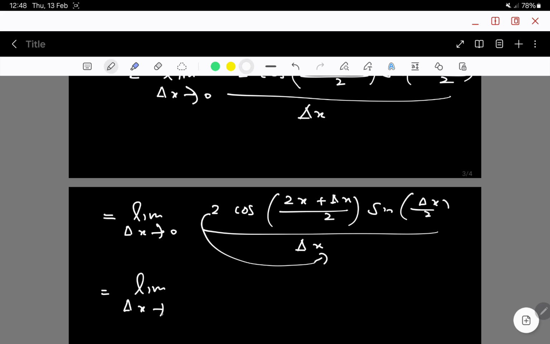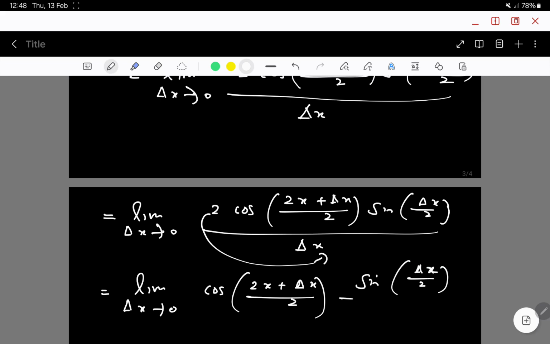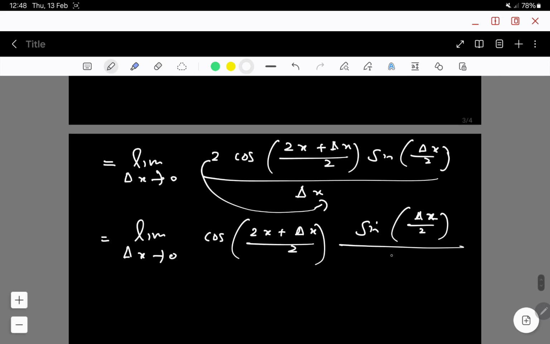So limit delta x tends to 0. First write cos of (2x plus delta x) by 2, and sine of delta x by 2, divided by delta x by 2.